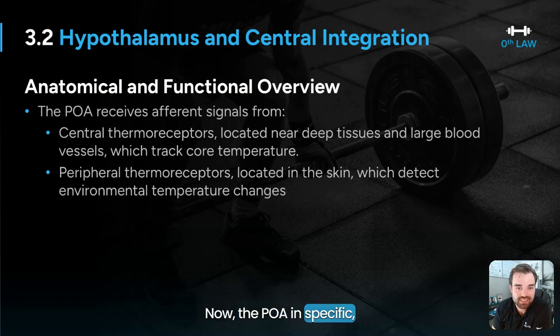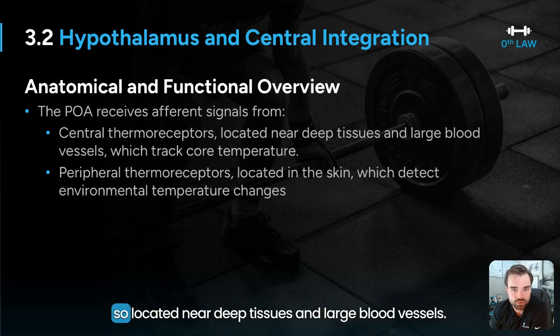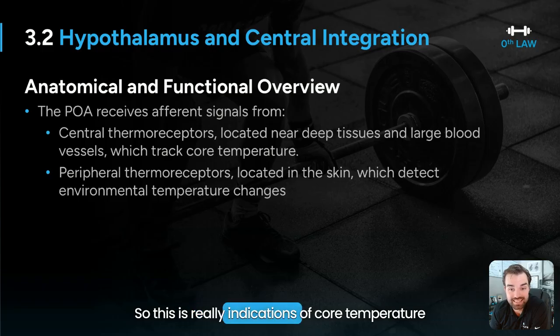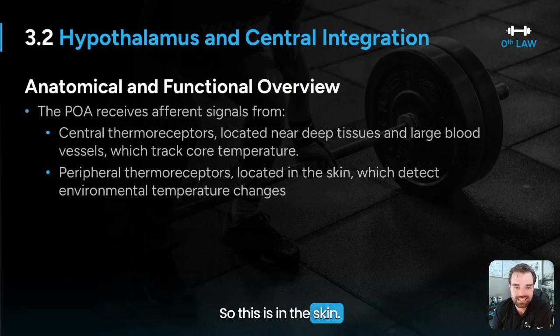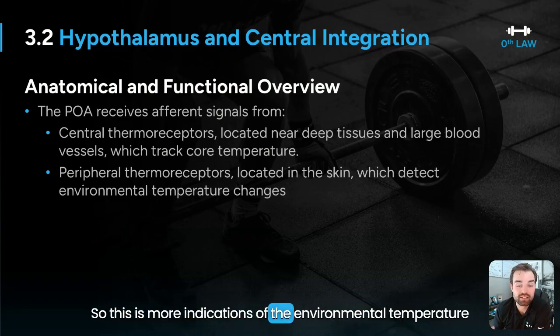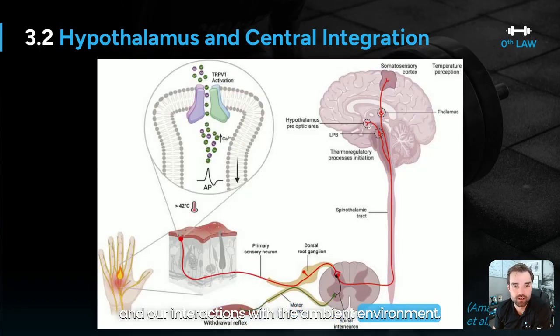Now, the POA in specific, it receives signals from central thermoreceptors, so located near deep tissues and large blood vessels. So this is really indications of core temperature, and then also peripheral thermoreceptors. So this is in the skin. So this is more indications of the environmental temperature and our interactions with the ambient environment.